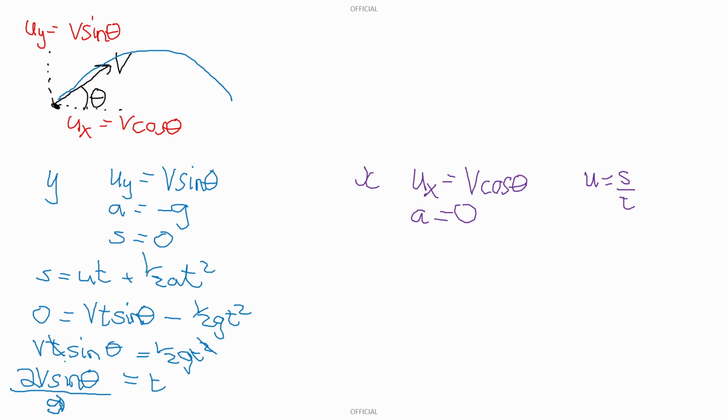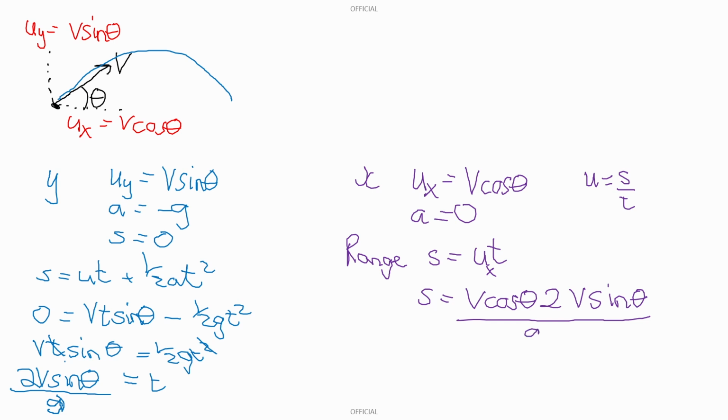So now if I want to find the range or the displacement in the horizontal direction, that's going to equal u times t, and of course we're in the x direction, so s is now going to equal ux, which is v cos theta, multiplied by this whole big expression here for t. So we've now got 2v sine theta divided by g. And then I can simplify that a little bit, not very simple, but there we go. 2v squared sine theta cos theta divided by g.